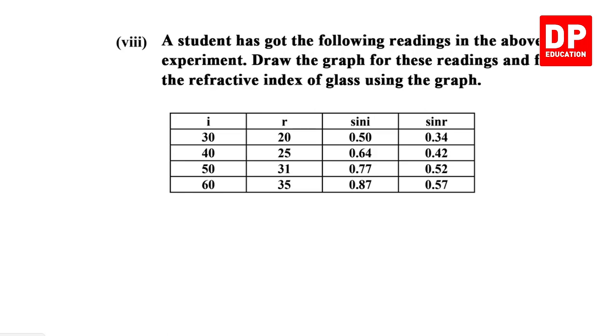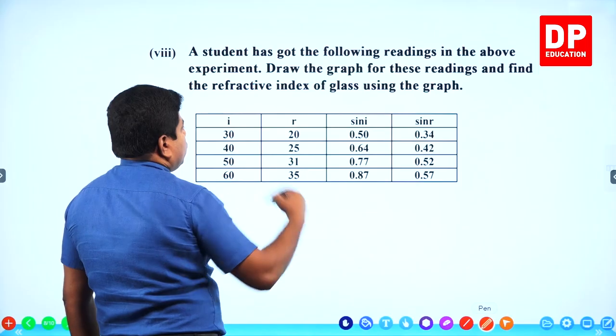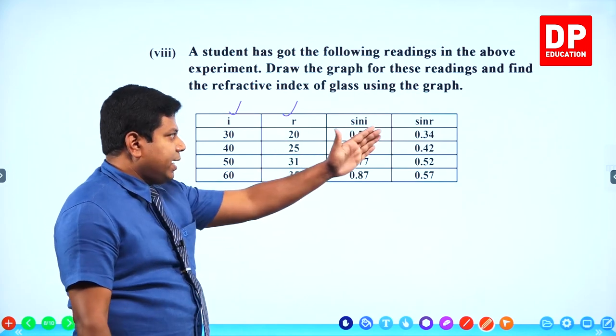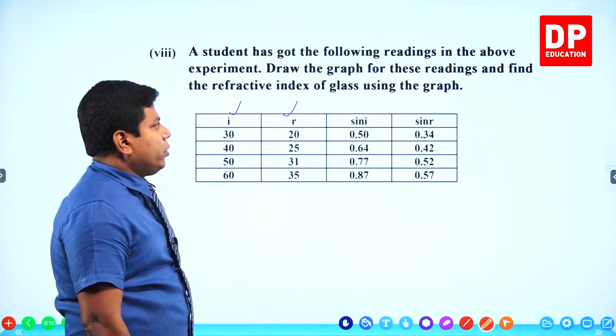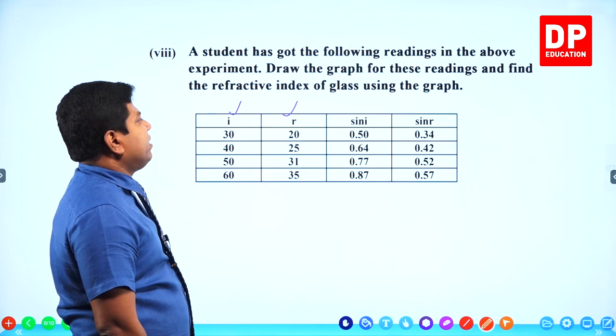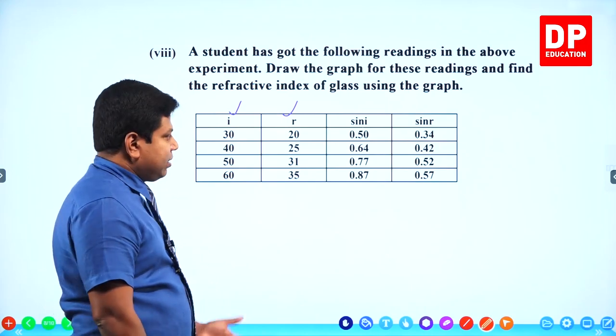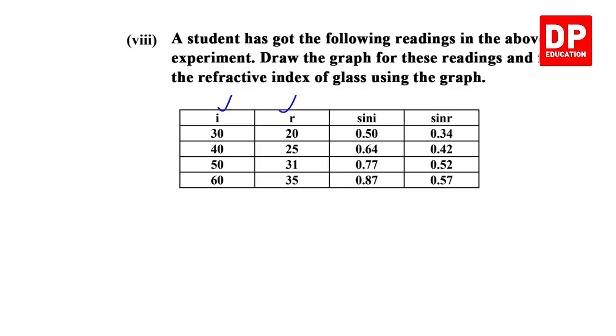A student has got the following readings in the above experiment. So, i and r will be the readings. He has calculated sine i and sine r for them. Draw the graph for these readings and find the refractive index of glass using the graph. That means I mark these sine i, sine r points and draw the graph.